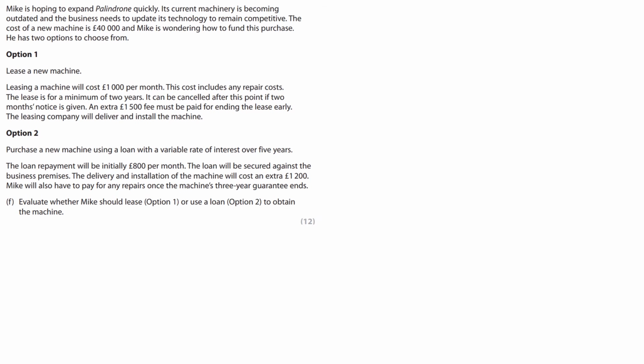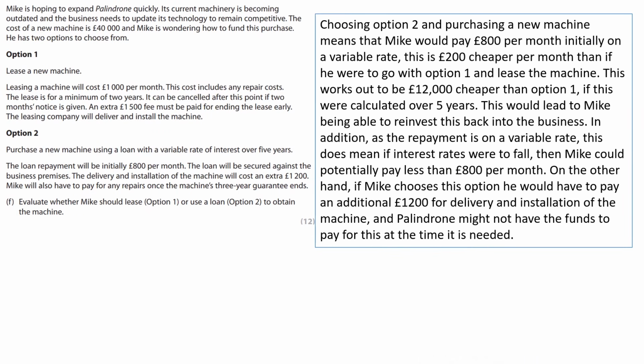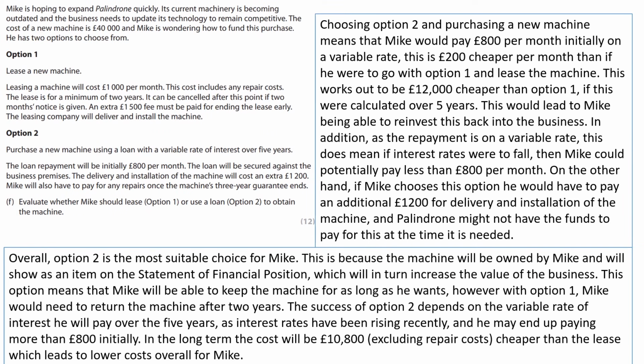On to our second paragraph. Choosing option 2 and purchasing a new machine means that Mike would pay £800 per month initially on a variable rate. This is £200 cheaper per month than if he were to go with option 1 and lease the machine. This works out to be £12,000 cheaper than option 1 if this were calculated over 5 years. This would lead to Mike being able to reinvest this back into the business.